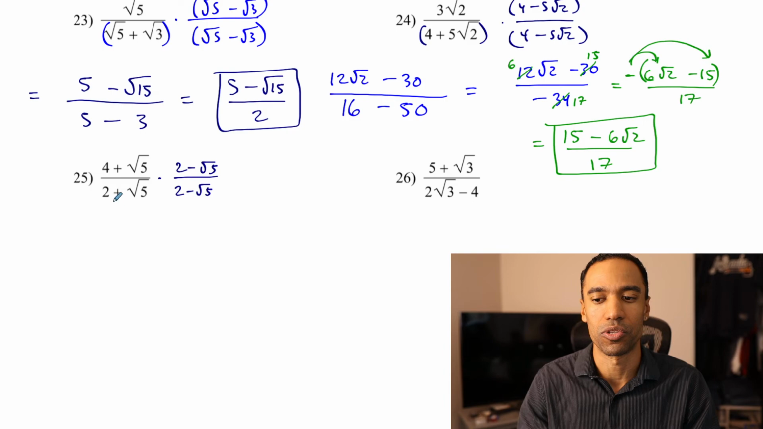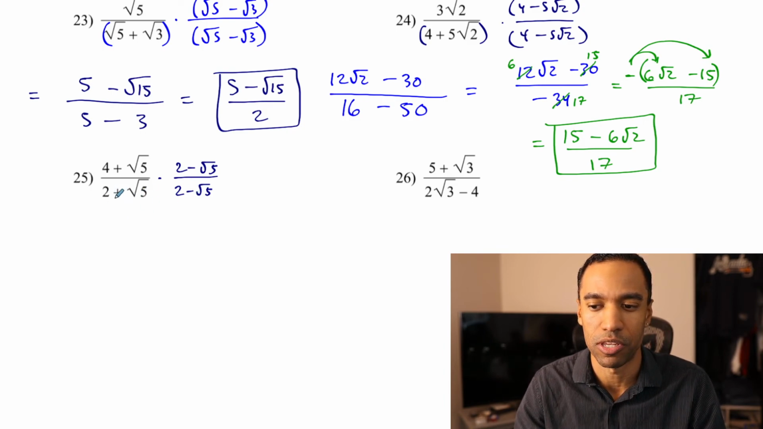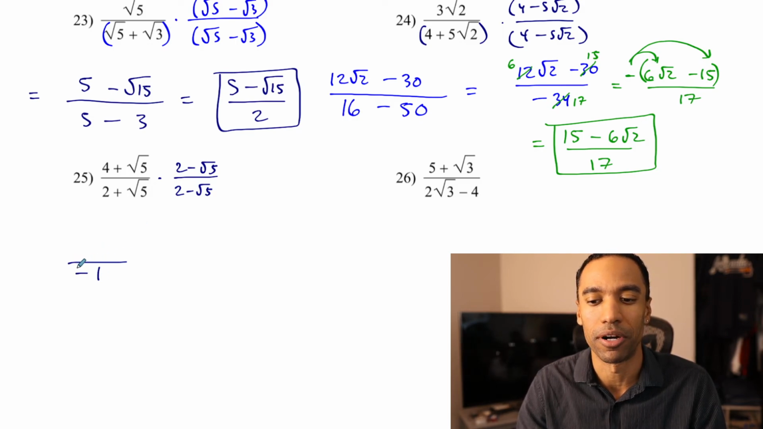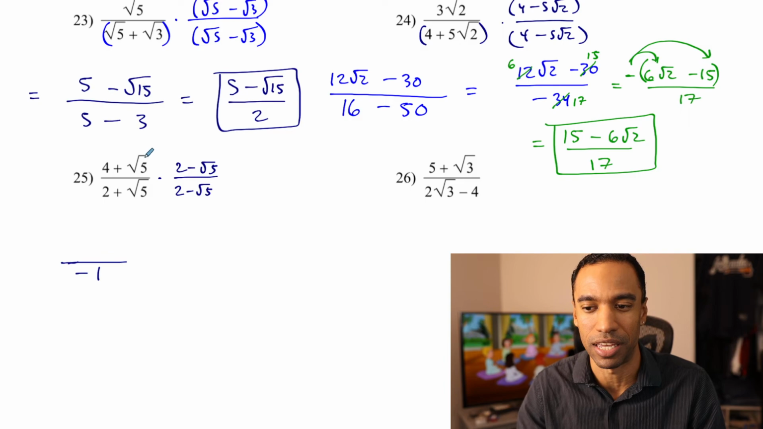All right, let's see if we can do this in our head this time. A squared minus b squared. That is 4 minus 5. That's negative 1. Ooh, another negative denominator. But it is negative 1. That's really easy to work with.